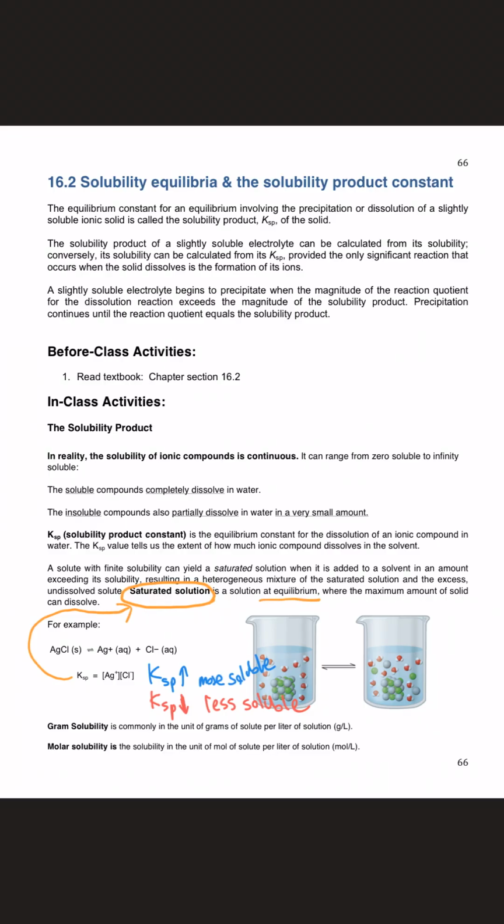There are two units of concentration that we are going to use in this chapter section. One is grams per liter, which expresses the gram solubility of the ionic compound. Another is moles per liter, or molar solubility, which expresses the amount of solute ionic compound per liter of solution. The most common one that you will see throughout this chapter is molar solubility, or moles per liter, and molarity is the one that we can use in the KSP calculation.